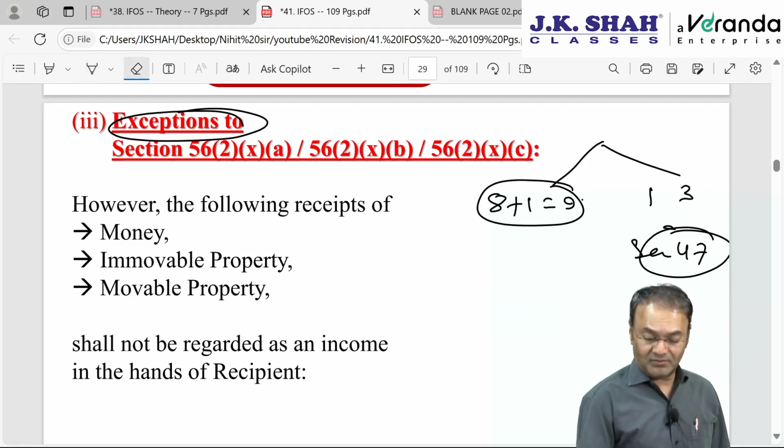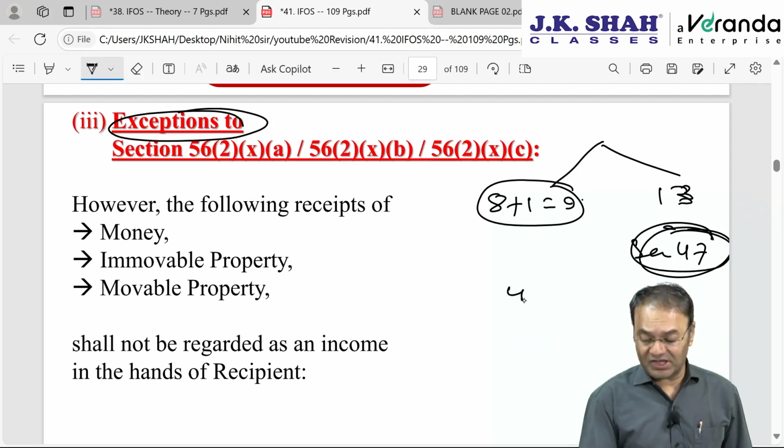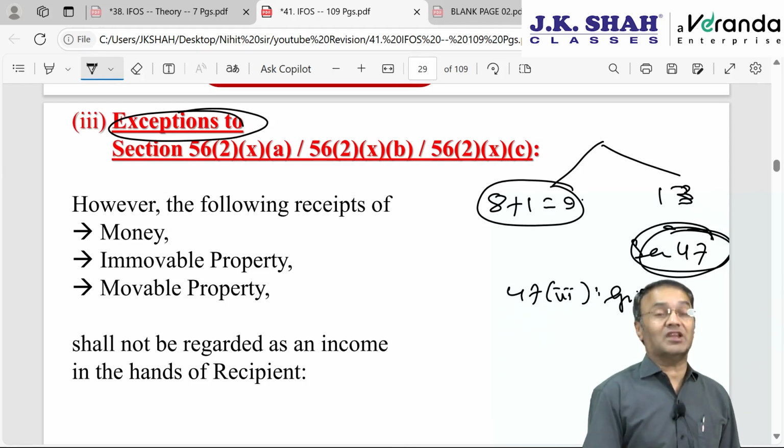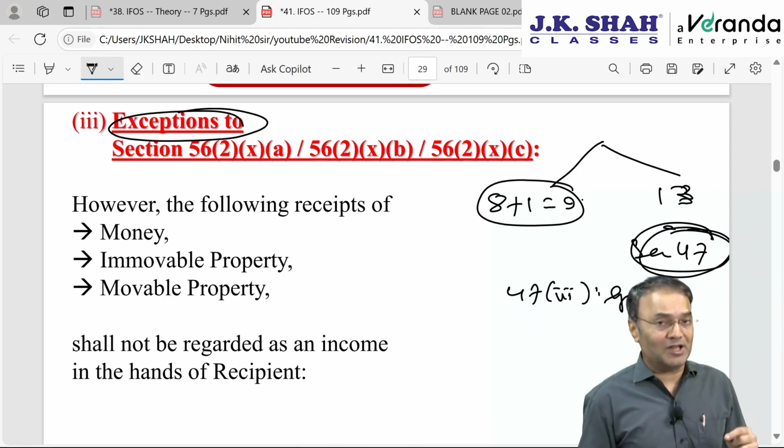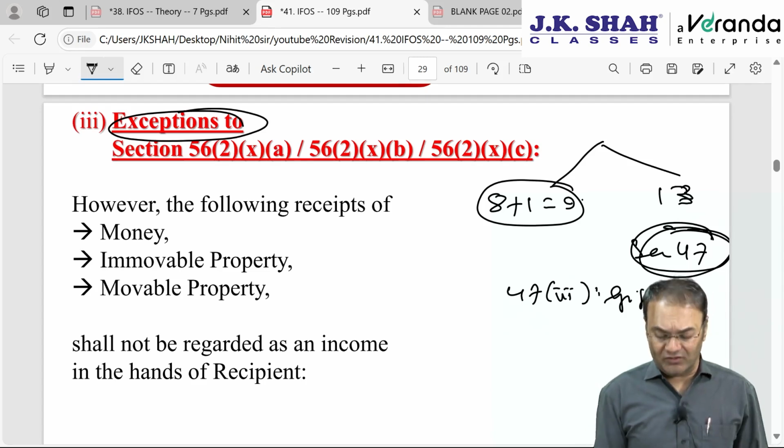are covered by various clauses of section 47. For example, section 47 clause 3, gift transaction. A gift transaction will not be taxable in the hands of the recipient of the gift, the donee, and the donor also will not get a deduction. It will be a personal gift, no?